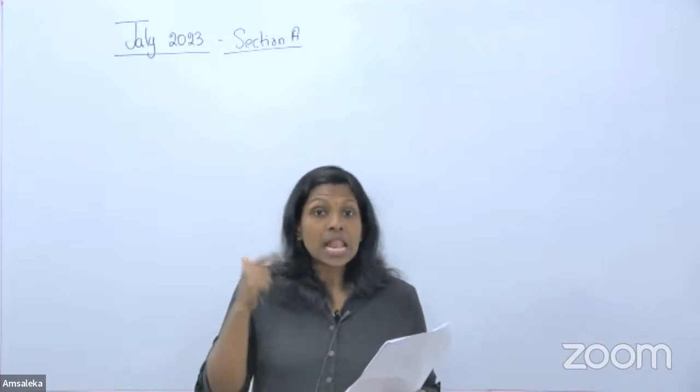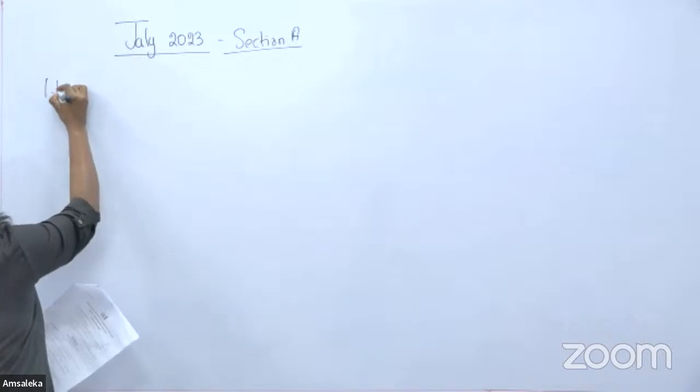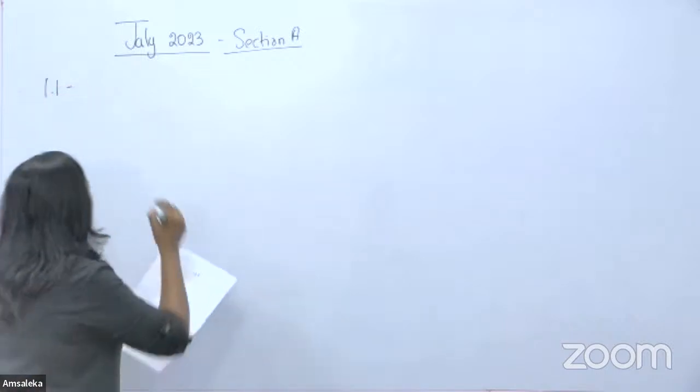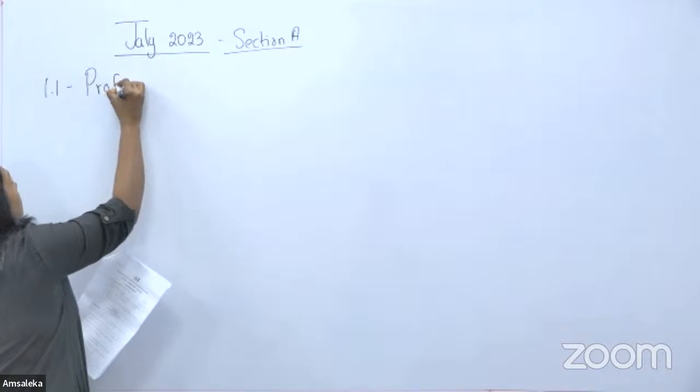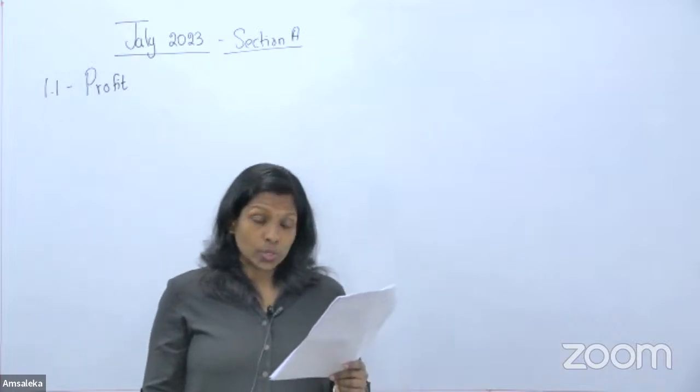There are 4: land, labor, capital, entrepreneurship. For land, we give rent. For labor, salary is given. For capital, interest is given. For entrepreneurship, profit is given. So according to the answer, the third one should be the most suitable answer for 1.1. So 1.1, the answer will be profit. Okay. So number 2, it's 1.2.